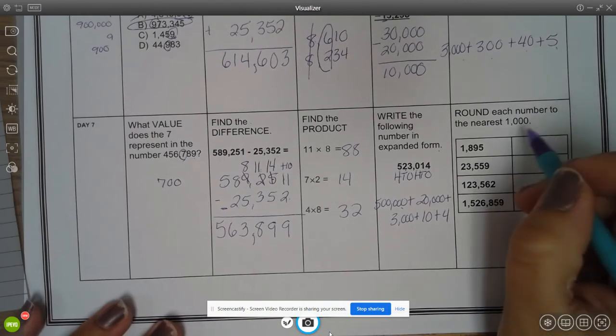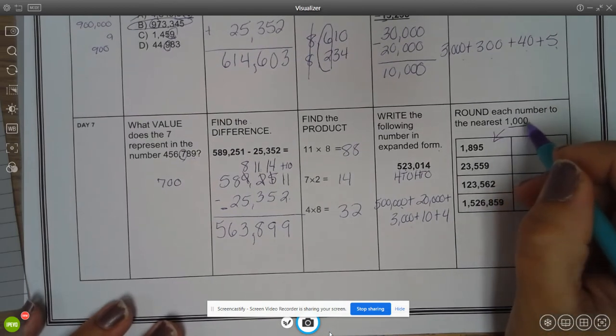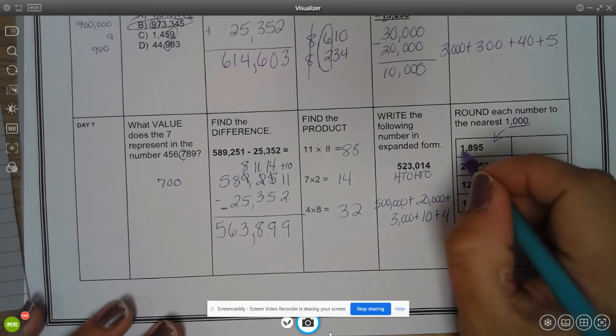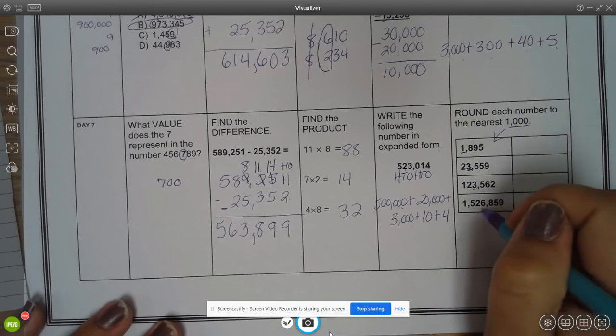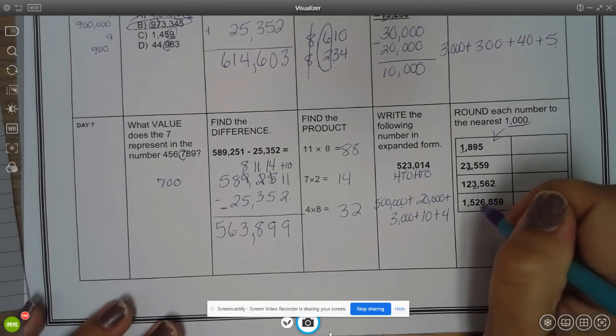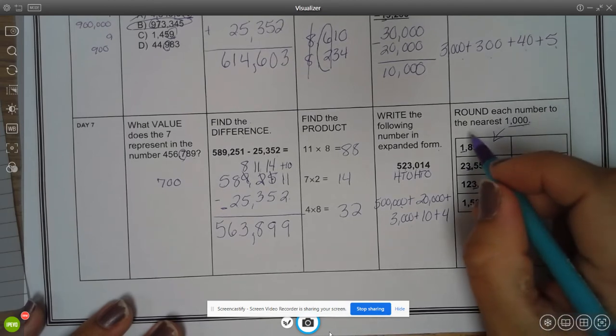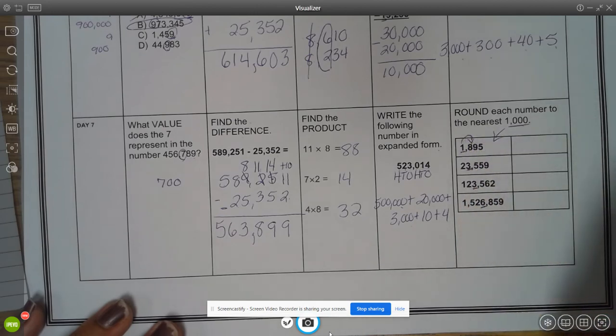All right, and then the last one, you had to take each one of these numbers and round them to the nearest thousands place. So you should have underlined the thousands place in each one of your numbers given. Remember, you should be writing these on a sheet of paper and working them out before you type your answers in. Remember, looking next door, 5 or more raise a score, 4 or less let it rest.